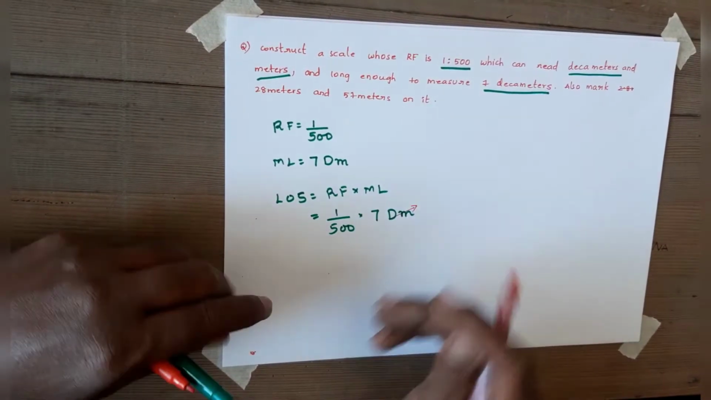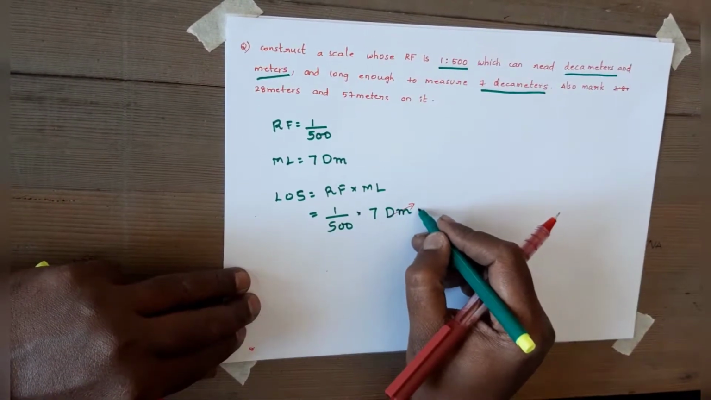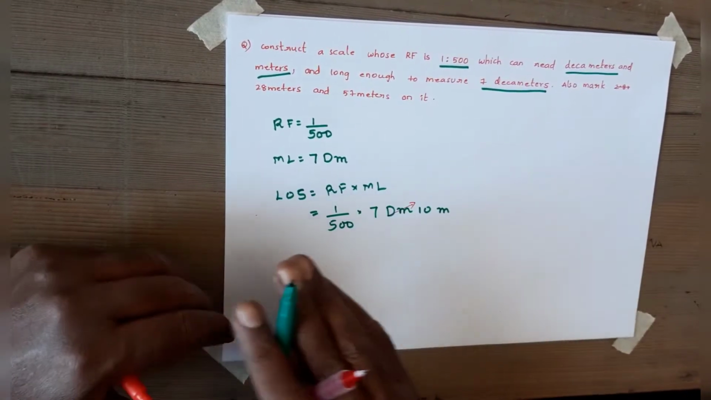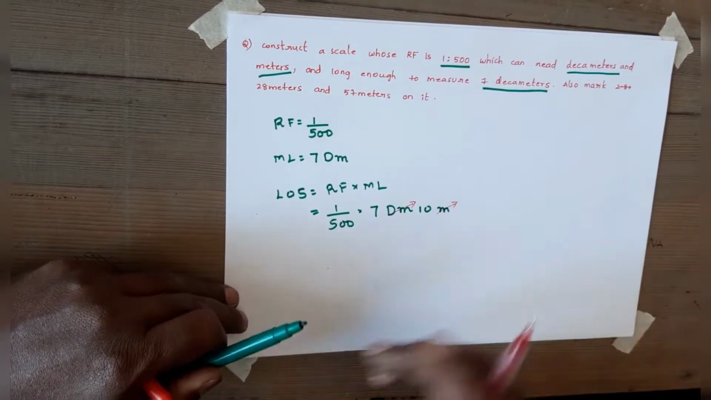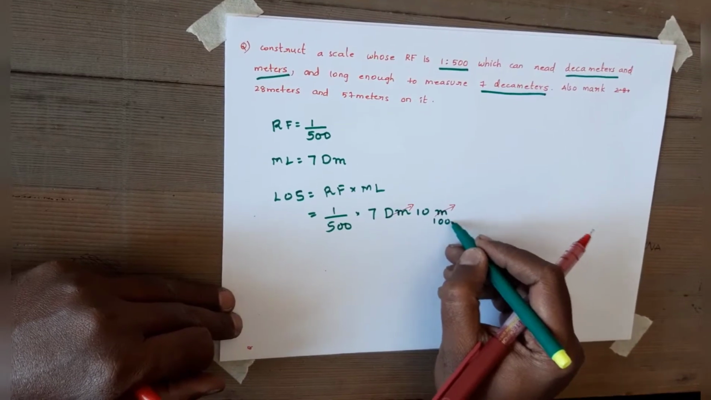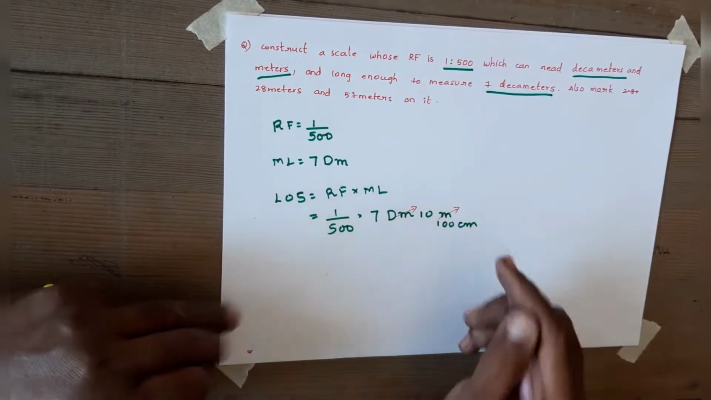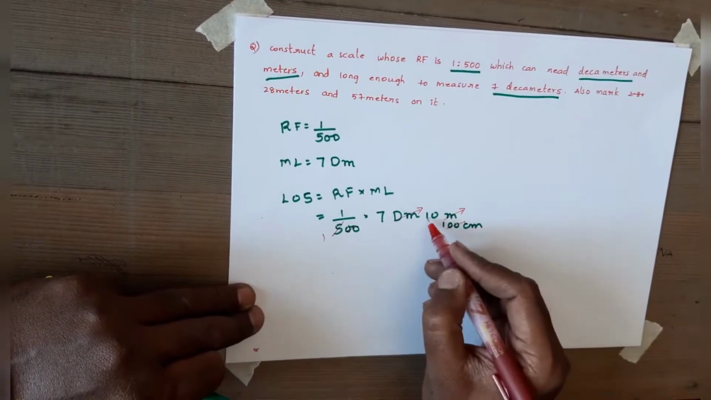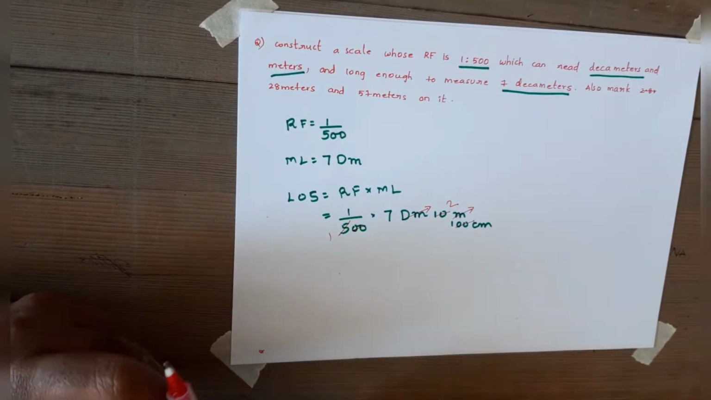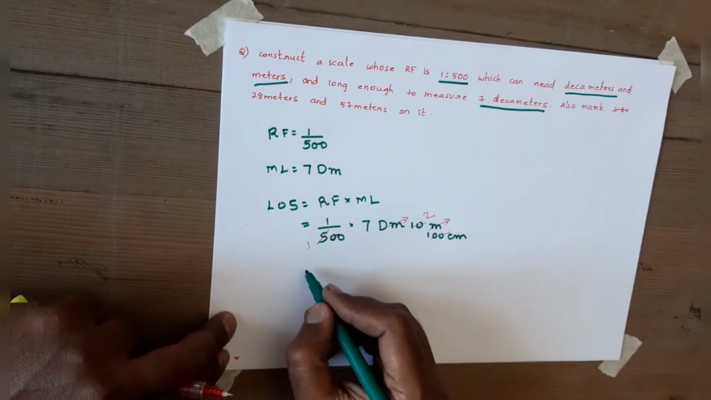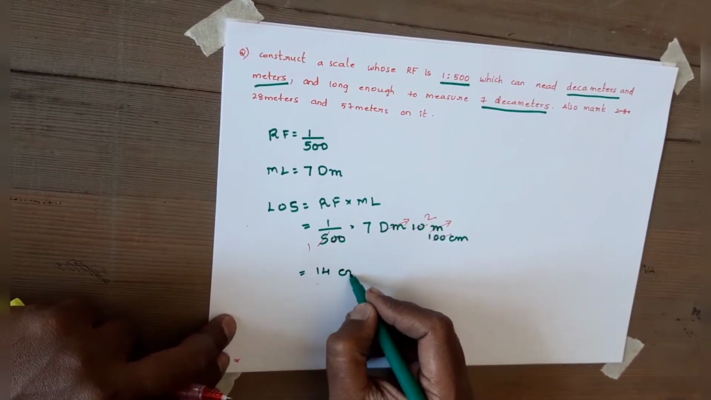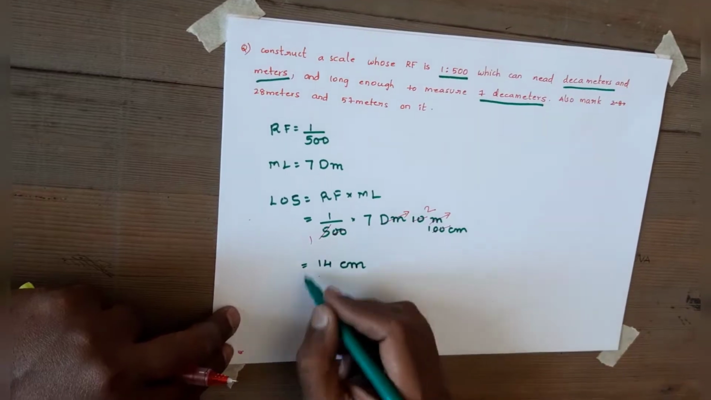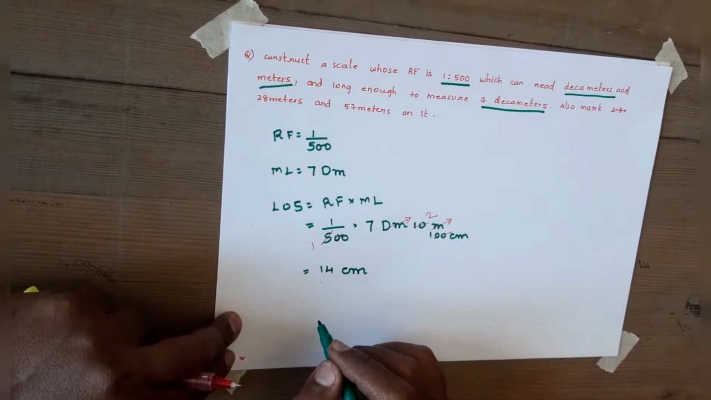1 decameter is nothing but 10 meters. 1 meter is nothing but 100 centimeters. So 2 zeros will get cancelled. 5 ones are 5, 5 twos are 10. Therefore, what is the value we are going to get? 7 twos are 14 centimeters. So this is the length of the scale.